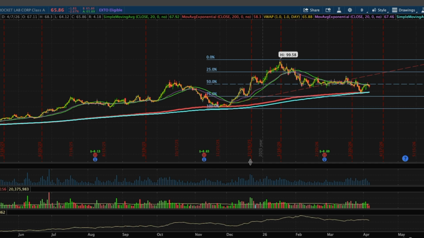Now, our main concern is what happens in between those areas, because right now we're just traveling between those areas. We haven't quite decided what direction we're going to head in the market on this particular stock. This one is Rocket Lab. The ticker is RKLB, Romeo Kilo Lima Bravo.